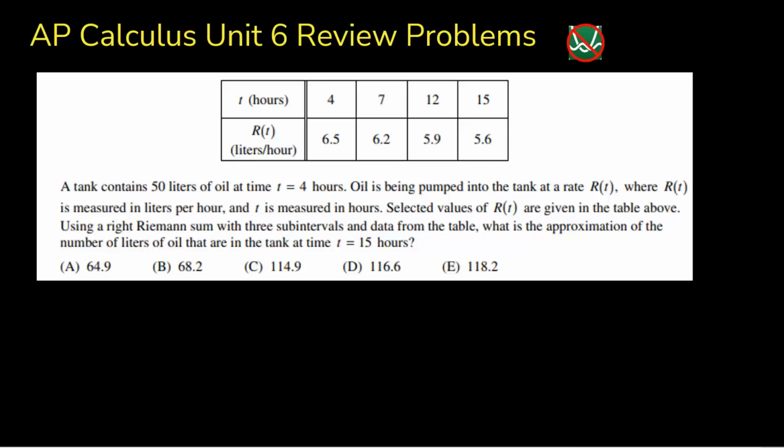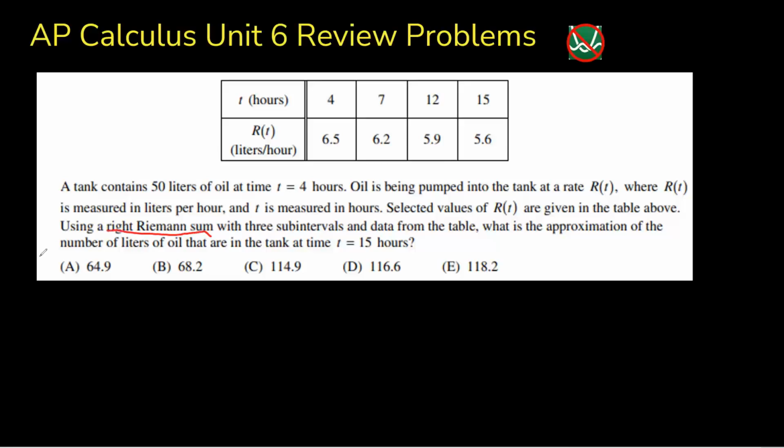So here we go with the table problem. A tank contains 50 liters of oil at time t equals 4. Oil is being pumped into the tank at the rate r of t. Make sure you pay attention to the fact that r of t is the rate function, where r of t is measured in liters per hour and t is measured in hours. Selected values of r of t are given in the table above. Using a right-Riemann sum with 3 subintervals and data from the table, what is the approximation of the number of liters of oil that are in the tank at t equals 15 hours?